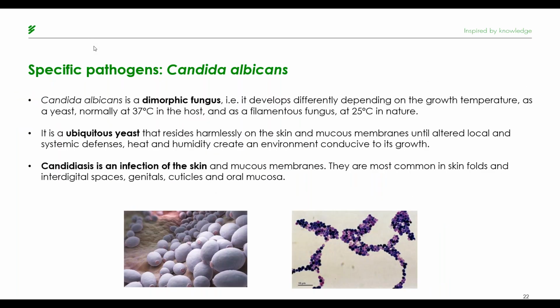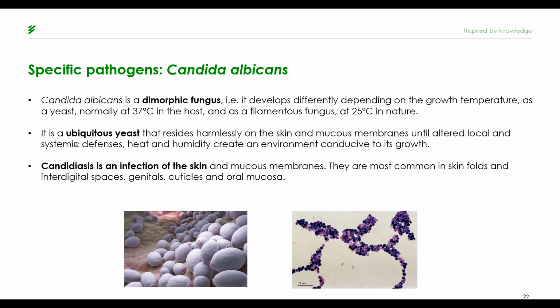Well, next in line, we have Candida albicans. This is a dimorphic fungus. It develops in two different ways depending on the temperature. It develops as a yeast at the body temperature of the host, mainly 37 degrees Celsius, and at room temperature, such as the temperature found in nature, like 25 degrees Celsius, it develops as a filamentous fungus.